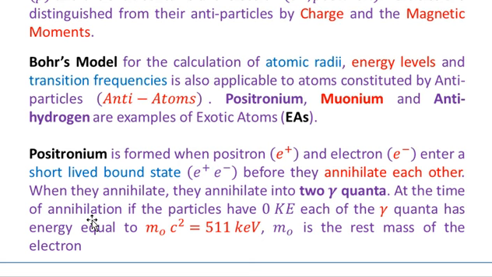At the time of annihilation, if the particles have zero kinetic energy, each of the gamma quanta has energy equal to m0 c squared. If you plug in the values of m0 and c, you will find that this quantity is equal to 511 keV, where m0 is the rest mass of the electron. So this was about the positronium.